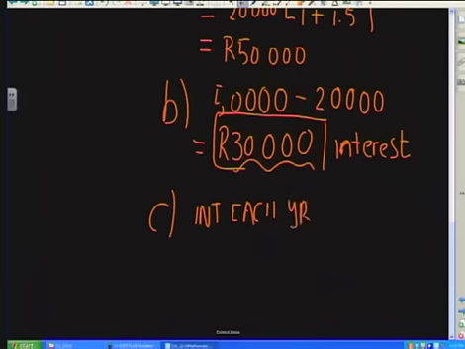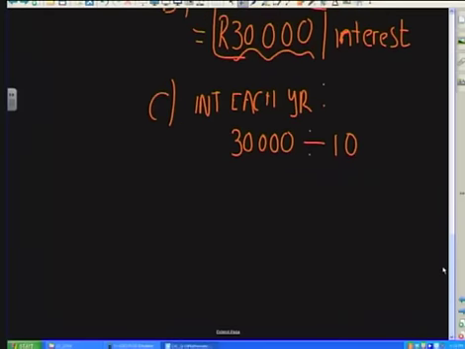Alright. So all I do is I take the simple interest of 30,000 and I divide that by the number of years to see how much interest I'm going to get per year. Okay, so 30,000 divided by 10 is going to give me 3,000 Rand. So you're getting 3,000 Rand per year.